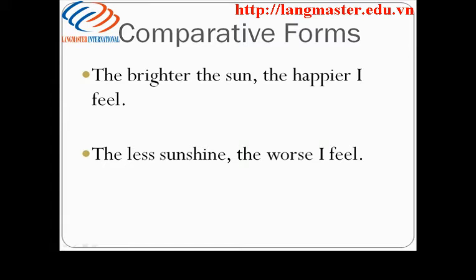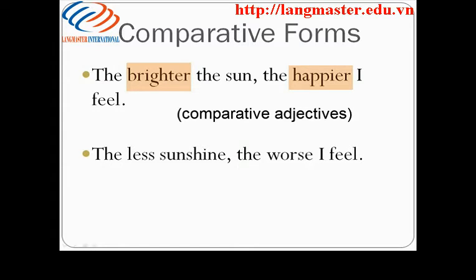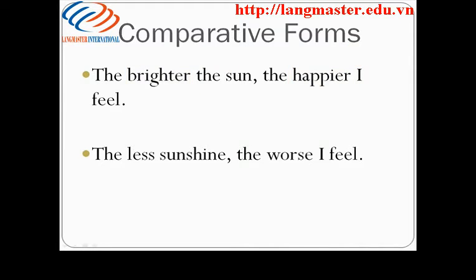I keep using the term comparative forms. Do you understand what I mean? In the sentence, the brighter the sun, the happier I feel, the two comparative words are brighter and happier. They describe things, so they're adjectives. Brighter describes sun, happier describes me. Are those the only kinds of words that have comparative forms? No. In the second sentence, the less sunshine, the worse I feel, the comparative forms are less and worse.